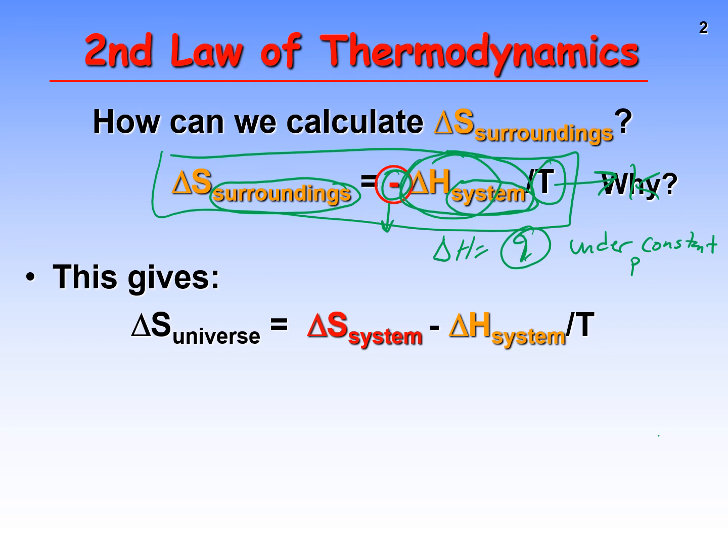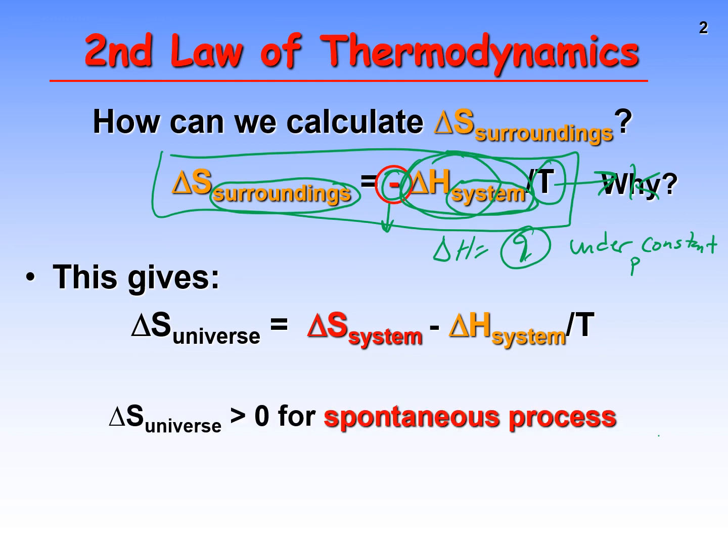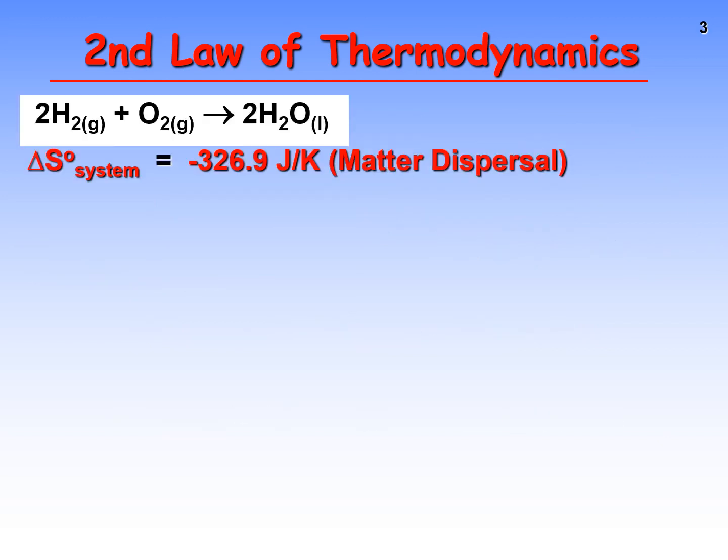So if we plug this back into our previous equation, it gives that delta S of the universe is equal to delta S of our system minus delta H of the system divided by T. Again, delta S of the universe is greater than 0 if it's a spontaneous process.